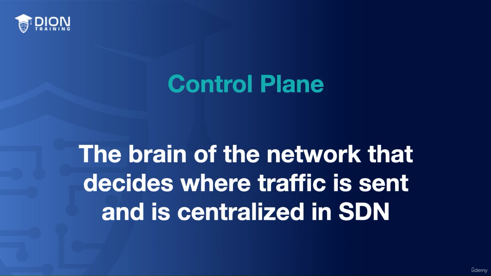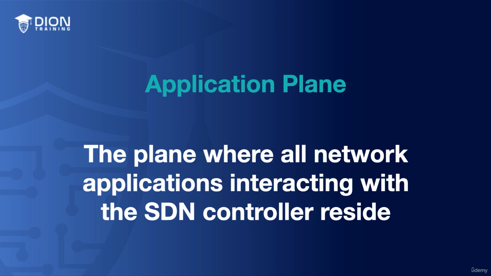Next, the control plane. The control plane is the brain of the network. It makes decisions about where traffic is sent. In traditional network architectures, each router has its own control plane. However, in the SDN, the control plane is centralized. This means that one central controller dictates the traffic flow across the entire network, making the network more manageable and flexible.